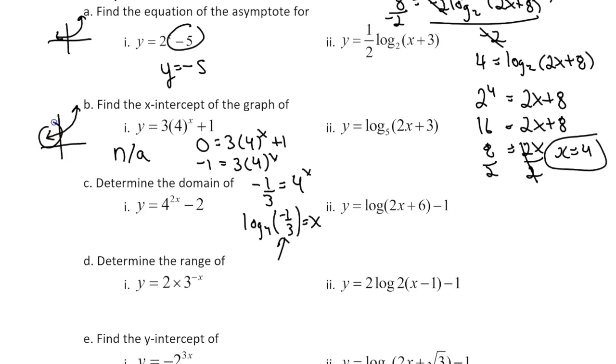The domain of all exponential graphs is all real numbers. The range depends. Your range is usually greater than 0. This negative in front of the x means we're reflecting it over the y-axis, but that wouldn't affect our range, and we didn't shift up or down, so our asymptote is still at the line y equals 0, so y is greater than 0, and that still exists.